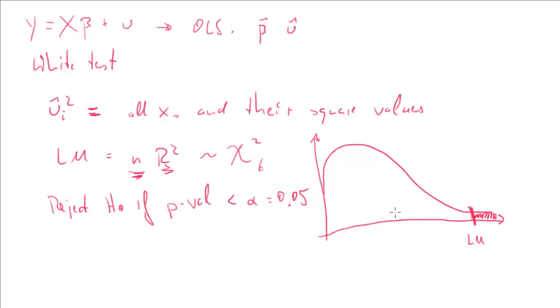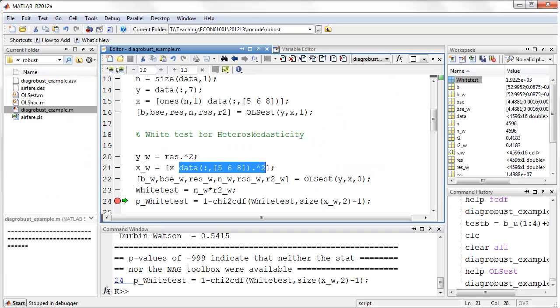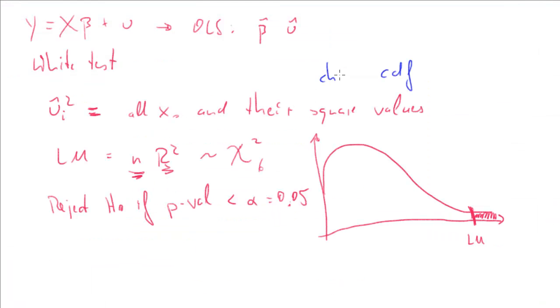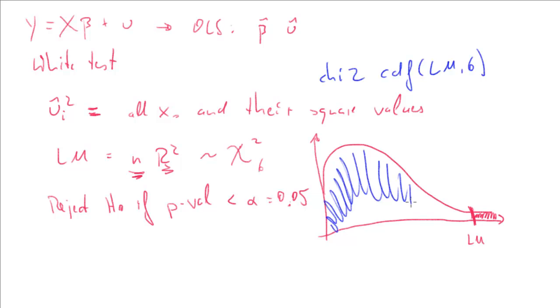Now in MATLAB there's a function called CDF, let me just check so I don't make a mistake, I have it here already, chi2CDF, and we put in our test statistic and the degrees of freedom, which is 6 in our case, and what this will deliver back is the size of the area underneath the distribution up to LM. So our p-value, the red value, is going to be 1 minus that blue value.